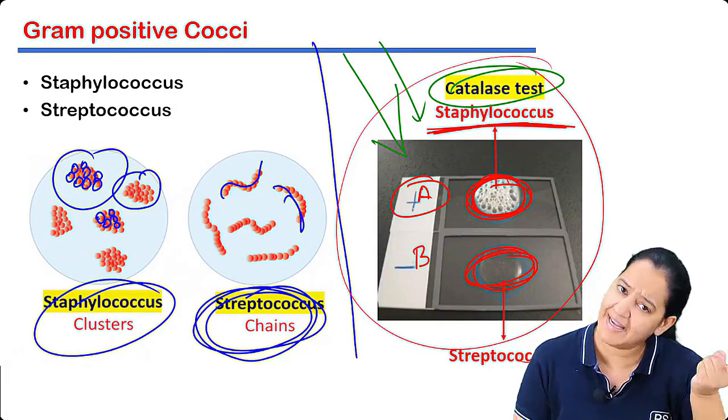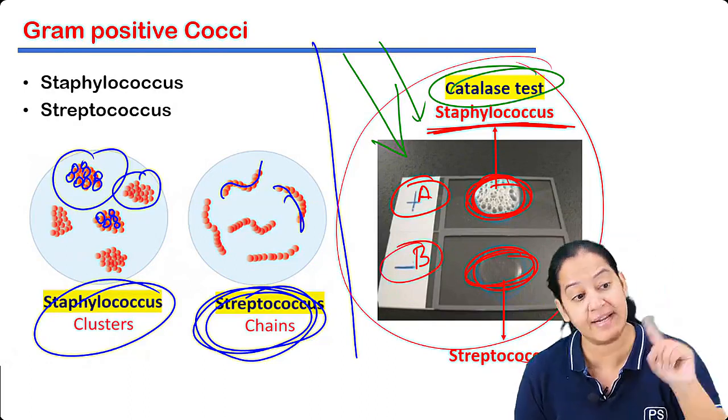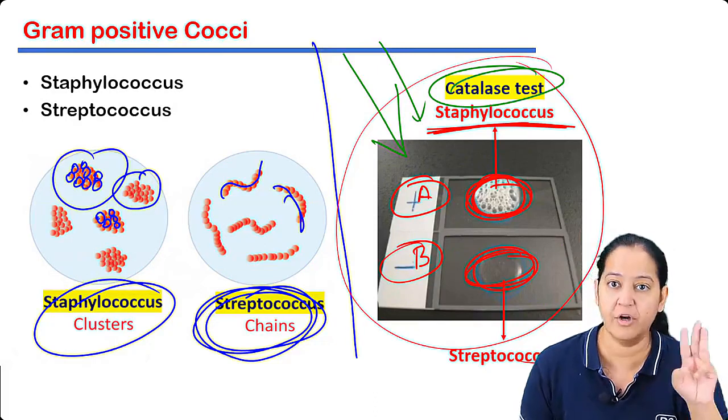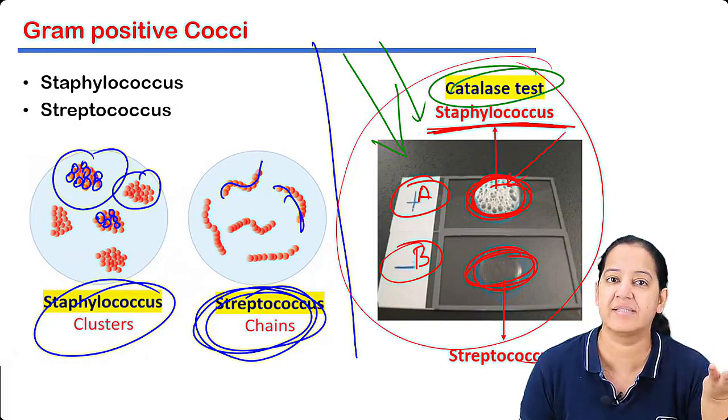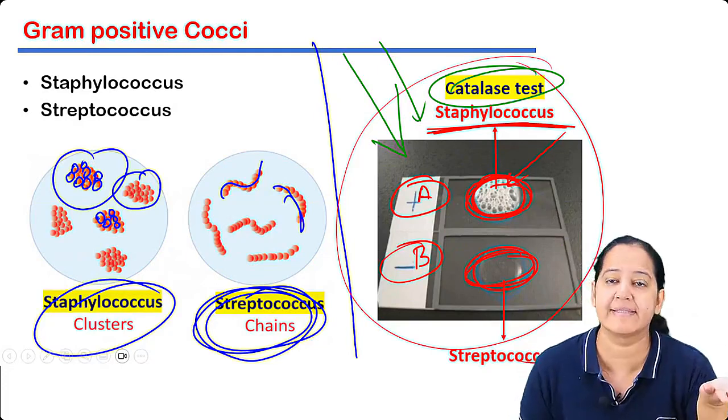So A is any bacteria which is catalase positive, like Staphylococcus. B is any bacteria which is catalase negative, that is Streptococcus. So they can ask you to identify A and B. The third question they can ask is: the bubbles are of which gas? Is it oxygen, nitrogen, hydrogen, helium? Which gas is it? So it is oxygen.